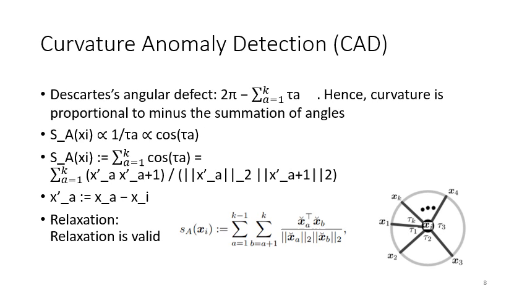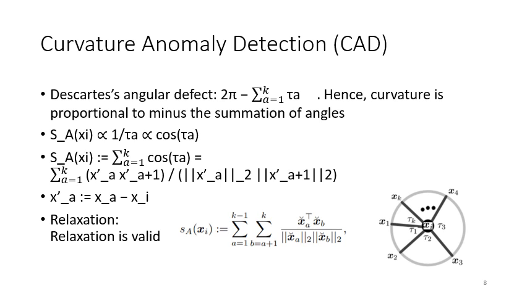Now we propose our first method in the paper, which is curvature anomaly detection, or CAD. Recall that Descartes' angular defect was 2 pi minus the summation of the interior angles. Therefore, curvature can be considered proportional to minus the summation of angles. Hence, it is inversely proportional to the angles. So the anomaly score is inversely proportional to angles. And if we consider the angles to be between 0 and pi without loss of generality, it is proportional to the cosine of the angles. So the anomaly score can be the summation of the cosine of the interior angles for every point. And the cosine, we know, is equal to the normalized dot product.